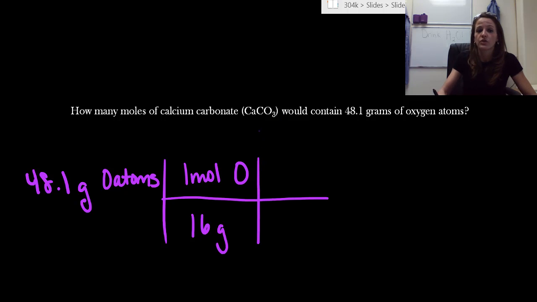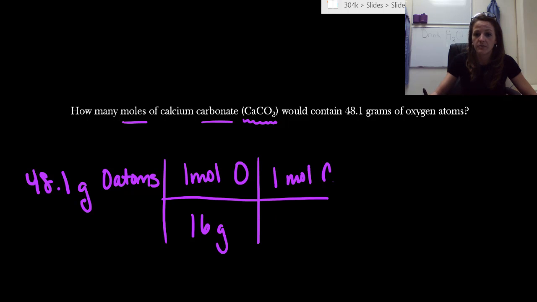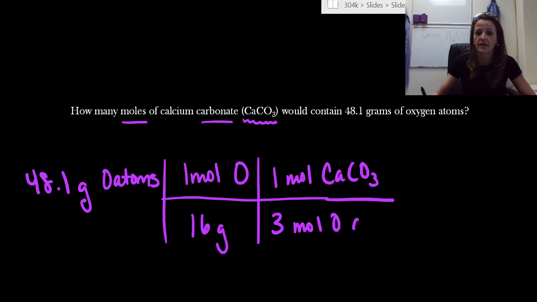All right, so now we're trying to figure out how many moles of calcium carbonate we have. And so what we need to do now is go from a singular oxygen to the molecule itself. What I see is that in every 1 mole of calcium carbonate, so whenever we have just one molecule of calcium carbonate, we always have 3 oxygen atoms. So we refer to that as 3 moles of oxygen atoms. So now we're in moles.